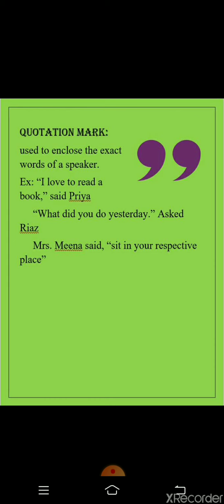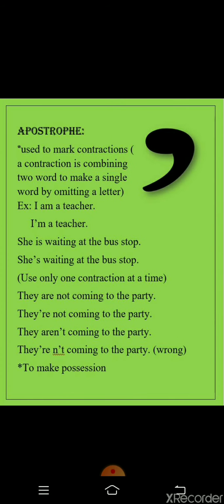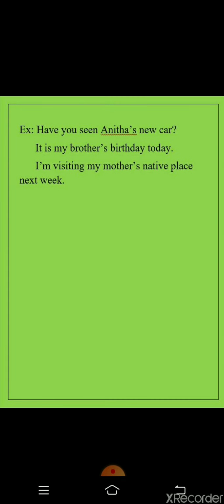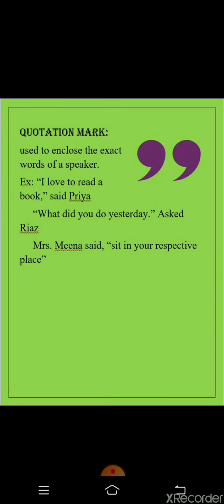Okay, darlings. So did you understand till this? Where do we use apostrophes? We use apostrophes to mark contractions like I'm, she's, he's, etc. We also use apostrophe to make a possession or to tell about the ownership. Anita's, brother's, mother's, father's, etc. We use quotation to enclose the exact words by the speaker or the statement given by the speaker.